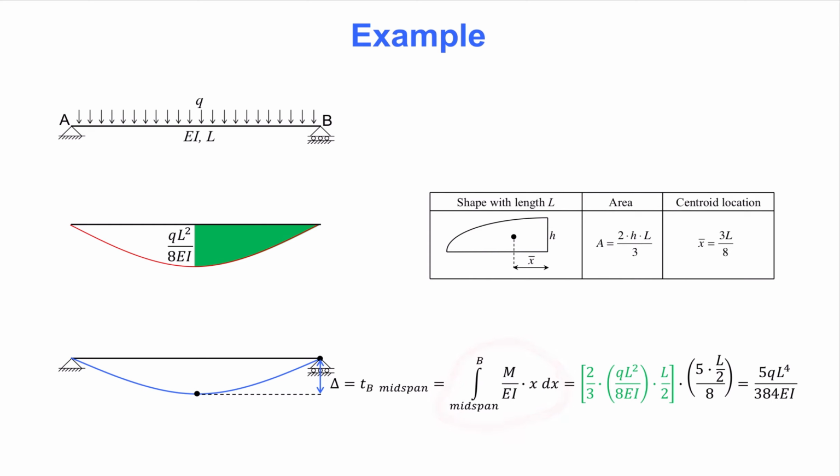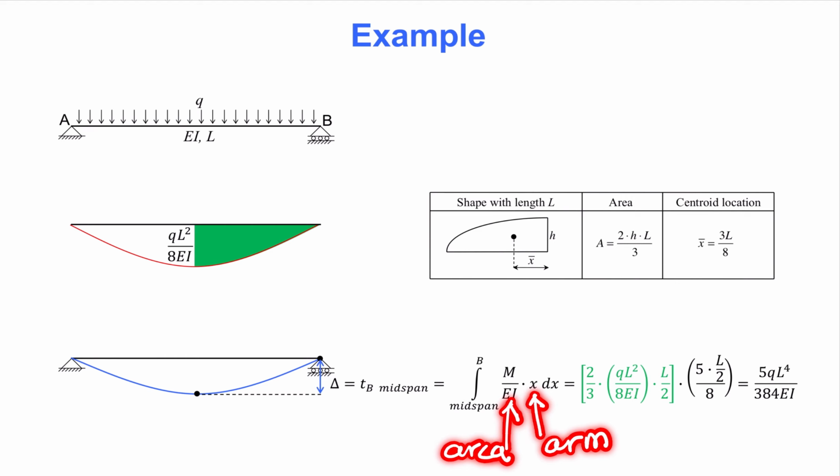Now, let us evaluate the integral. Although it is hard to understand this sentence at first, the integrand can be interpreted as the moment of the curvature diagram about the location where we calculate the tangential deviation, with x being the moment arm.